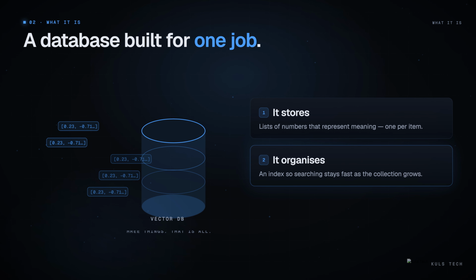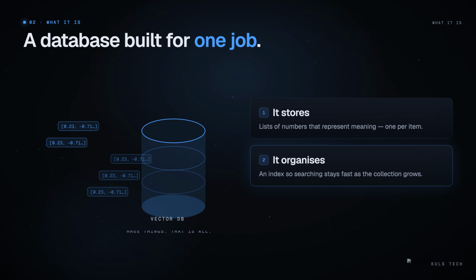Now, where do those numbers come from? They come from something called an embedding model. Think of it as a translator. You give it a sentence, a photo, an audio clip, anything, and it hands you back a long list of decimal numbers. Something like 0.21, -0.31, 0.56, and so on. That list is called an embedding or a vector.